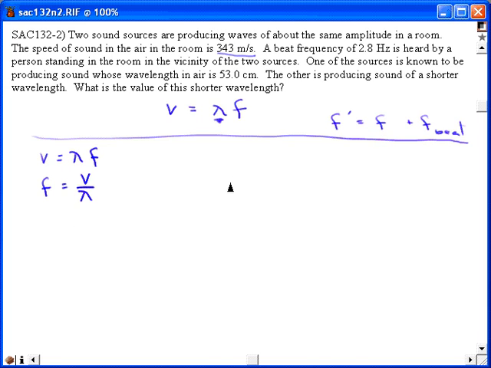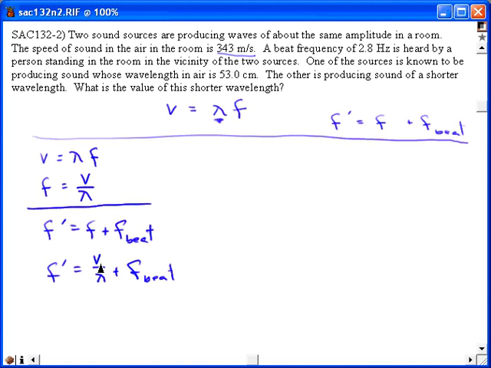F prime. Go ahead and copy this expression down. F prime is f plus f beat. So f prime, the new frequency, is V over lambda plus f beat. And I got values for all those things. All these are given, so I could go ahead and find f prime if I wanted. But that's not what we're interested in. We want to know what the shorter wavelength is.